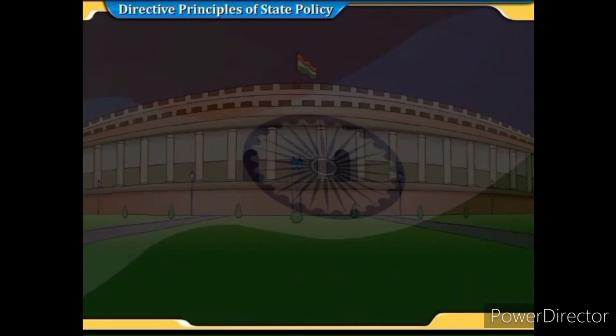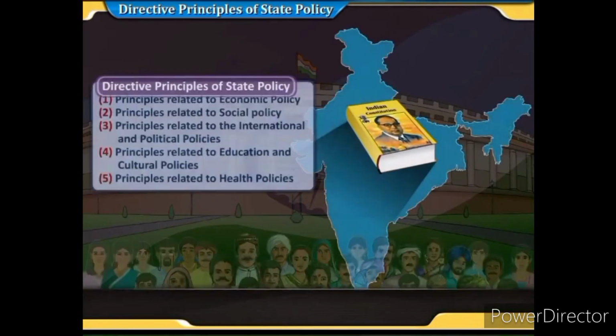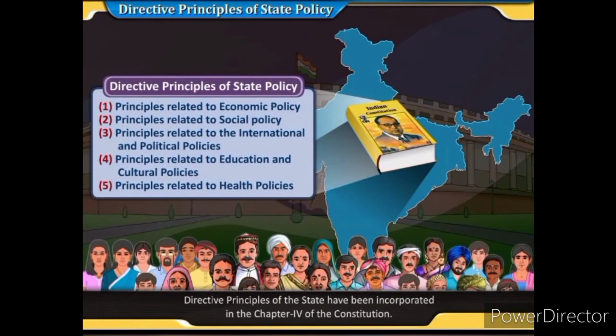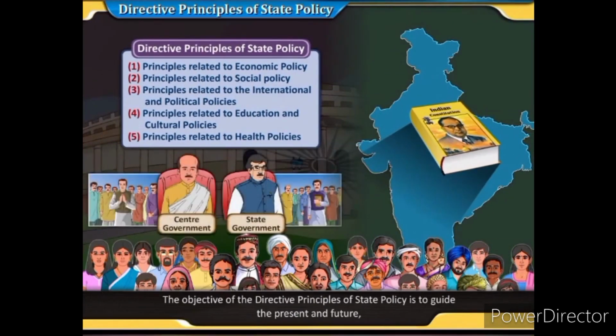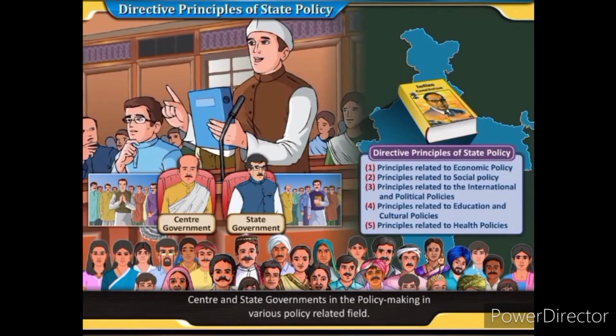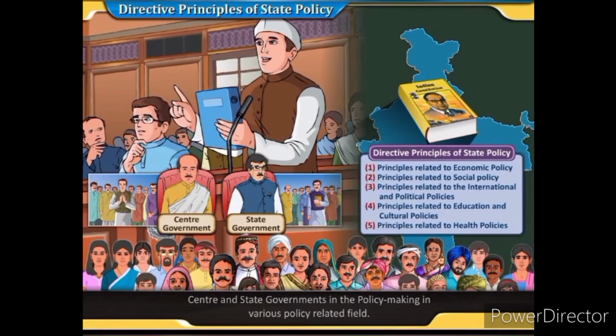Directive Principles of State Policy. Directive principles of the state have been incorporated in Chapter 4 of the Constitution. The objective of the directive principles of state policy is to guide the present and future central and state governments in policy making in various policy-related fields.